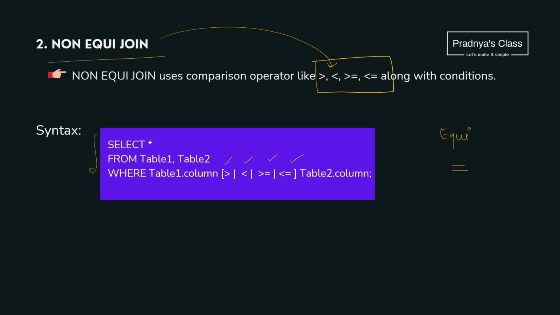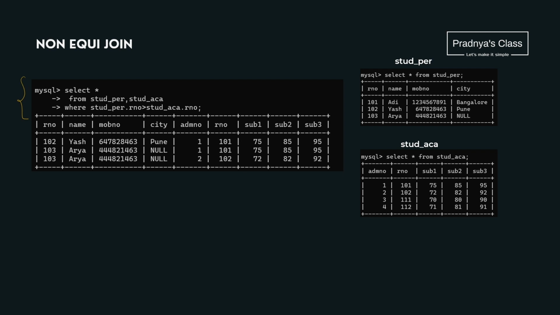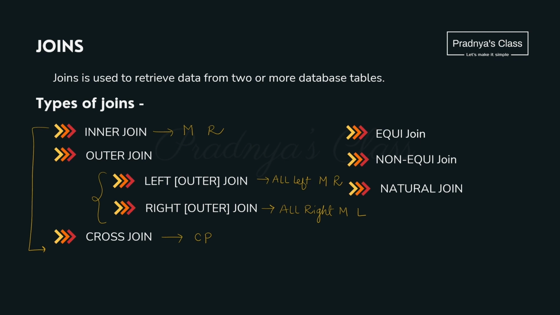The query is the same. Look at this query. Select star from both the table names. We have specified where student personal RNO is greater than student academics RNO. Here we use the comparison operator greater than. Accordingly we are getting the output. So before proceeding to the natural join, in case of equi join we use the where clause and we write the condition with the equals to operator, whereas in case of non-equi join with the where clause we are using other comparison operators.